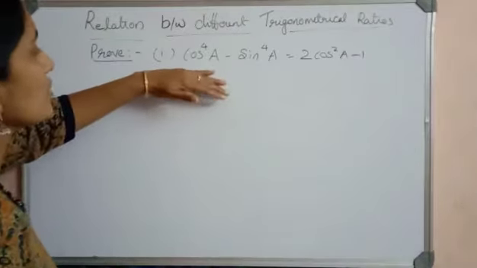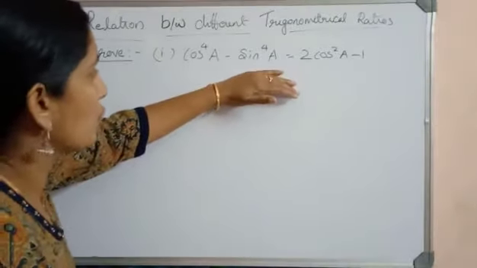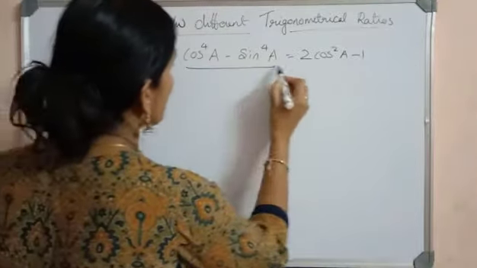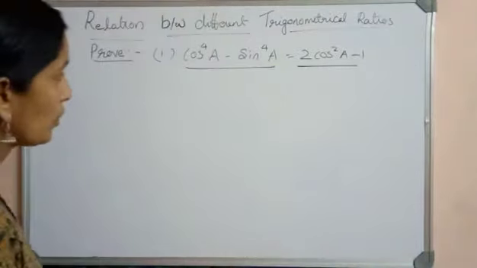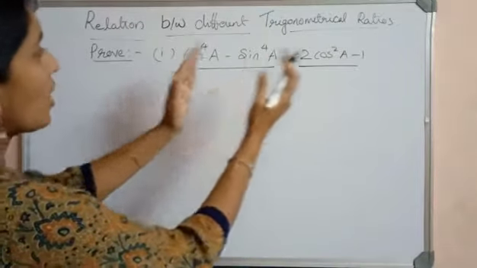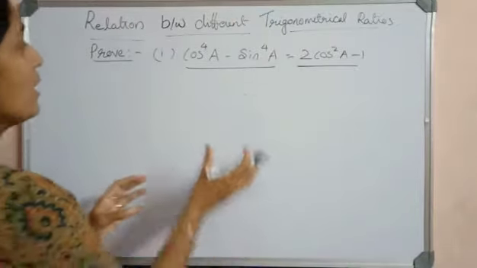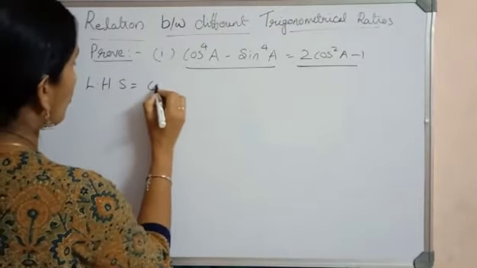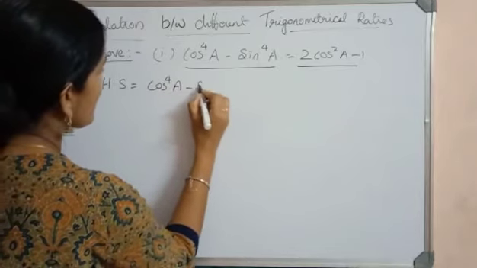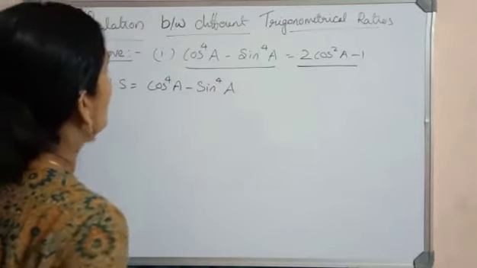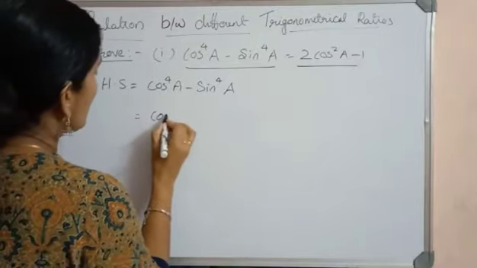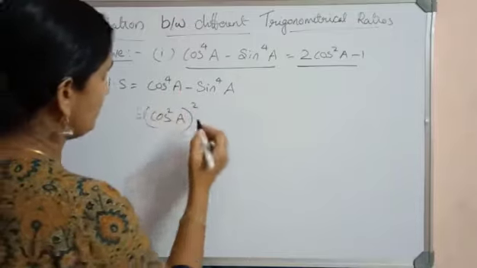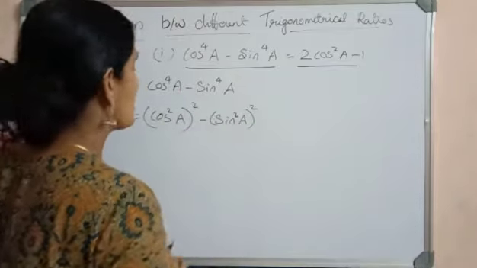Consider this question: cos to the power 4A minus sin to the power 4A is equal to 2 cos square A minus 1. So we have the LHS as well as the RHS here. As I have told you, you consider either LHS or RHS and simplify. Let's consider the LHS: cos to the power 4A minus sin to the power 4A. This can be written as cos square A the whole square minus sin square A the whole square.